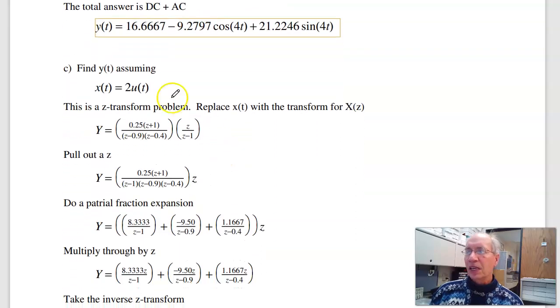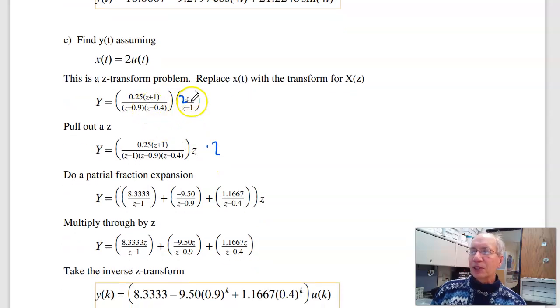Finally, in part C, if I have a step input, this is the gain times x, replace x with a step input, and there's to be 2 times that. I missed a 2. So there's your step input.